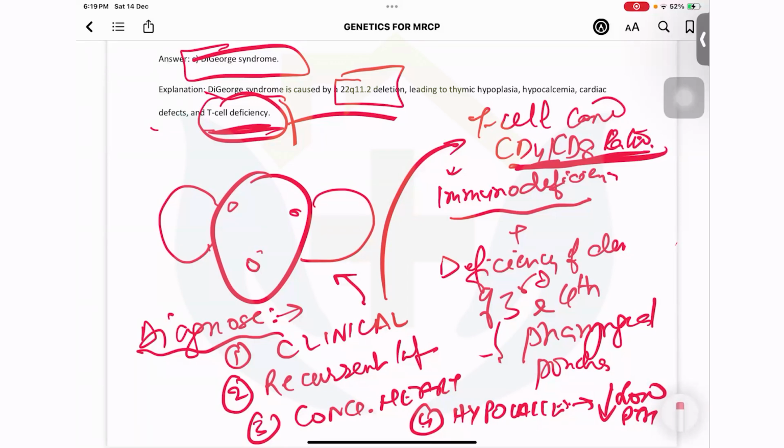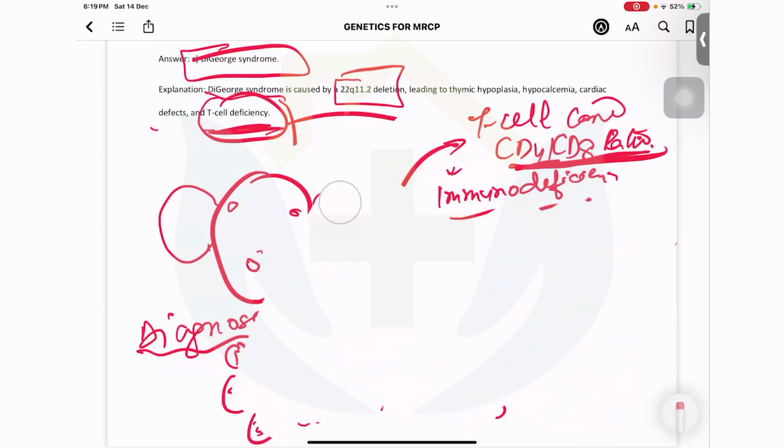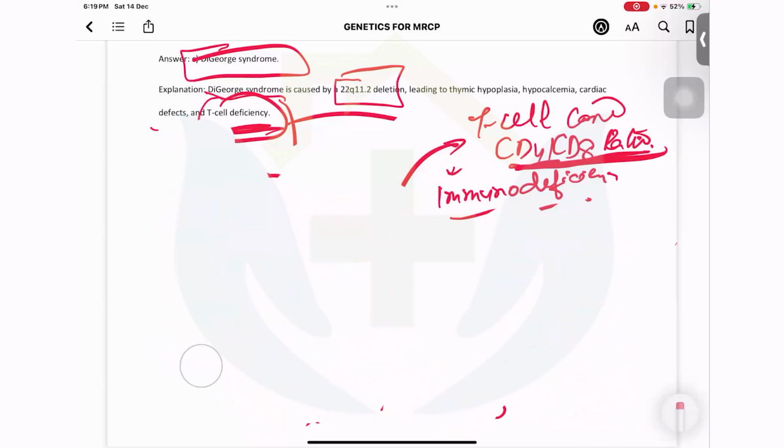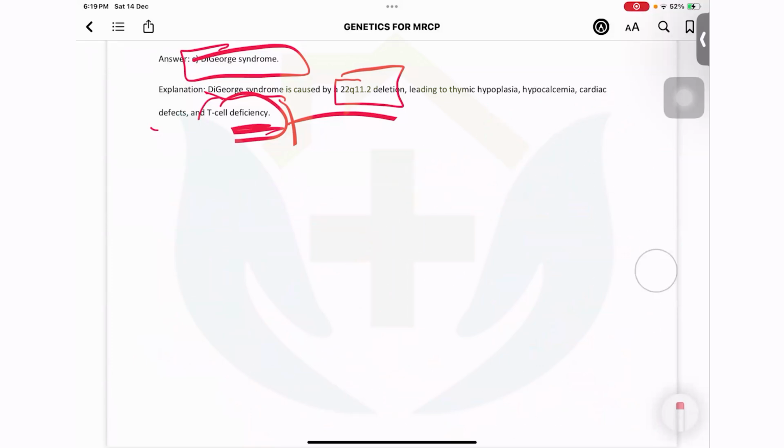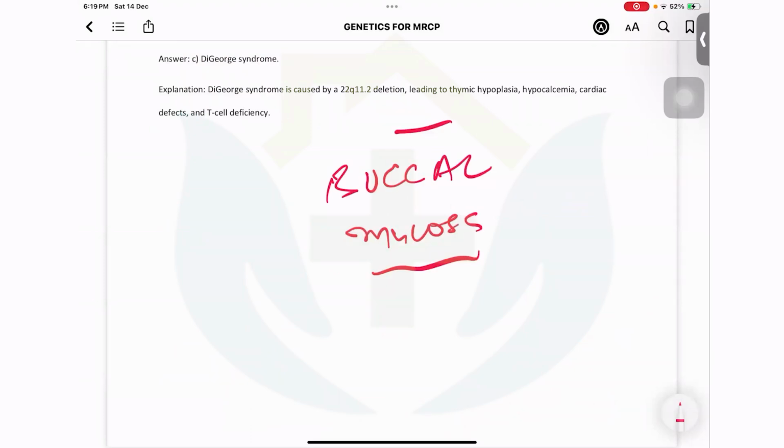So you will come to know that the patient has deficiency of T cells. Otherwise, if you want to do a genetic diagnosis, what will you do? You will send a genetic sample. From where will you take the genetic sample? Any idea? Where do you take the genetic sample usually? Buccal mucosa. It is the buccal mucosa. Just like in COVID times, they were taking throat swabs, all you need to do is take a buccal swab.